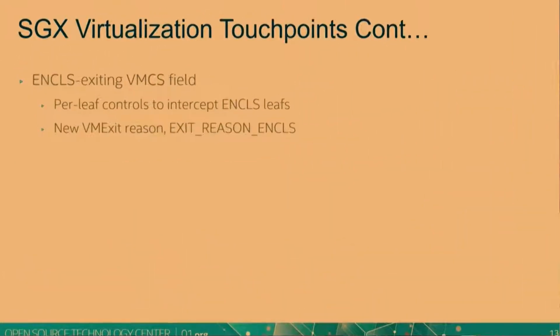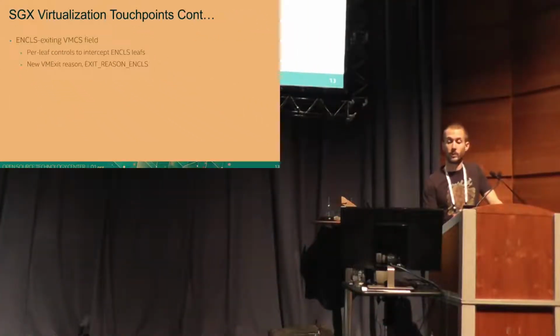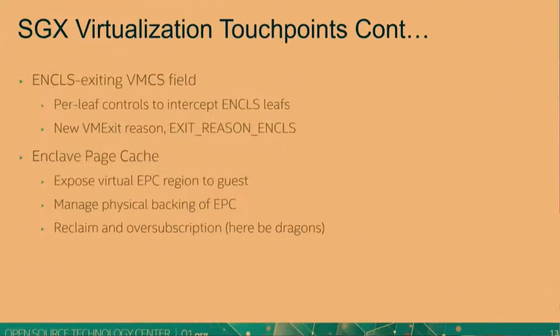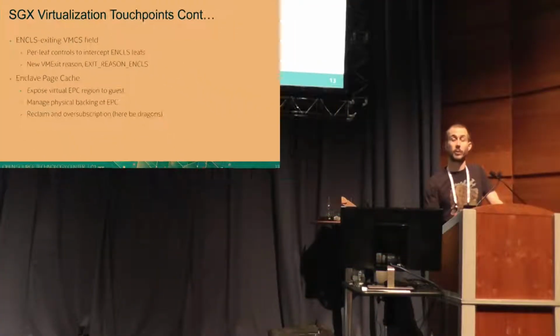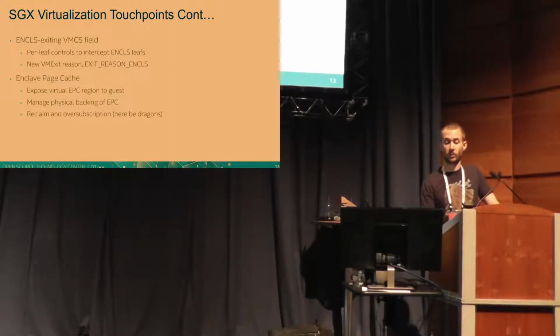VMX-specific, there are controls to intercept the ENCLS leafs. Because they're leaf-based, it's a bitmap field, so you can trap on specific leafs and allow other leafs to execute cleanly. You get a new VM exit reason to handle those intercepts. And then the enclave page cache is the big piece. We want to expose a virtual EPC region to the guest, manage the physical backing, and do some reclaim and oversubscription. But that has a lot of pitfalls and caveats to it in a VMM world.